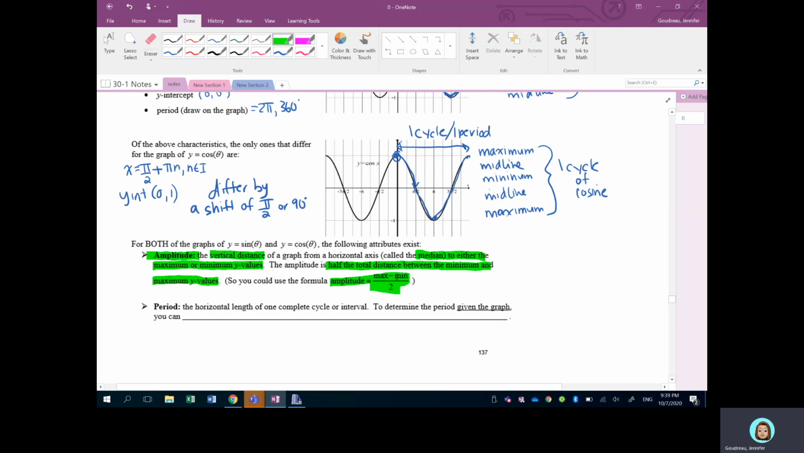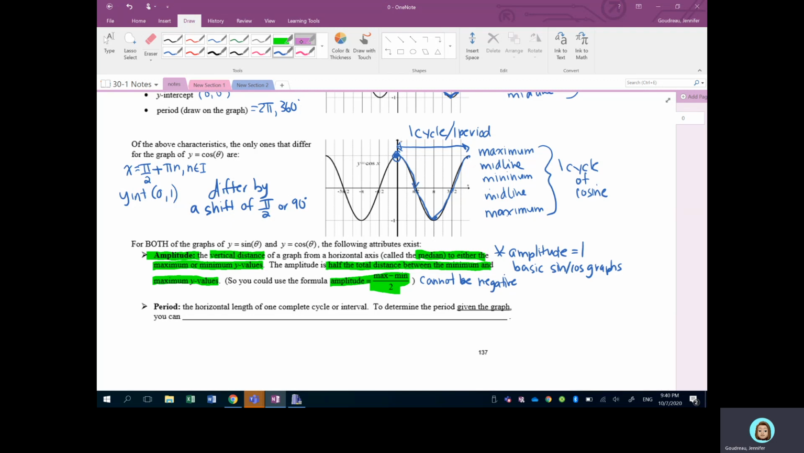We should just state off to the side here that for the basic graphs of sine and cosine, the amplitude is 1. So amplitude is equal to 1 for our basic sine and cosine graphs. That's because there is 1 unit between the midline and the maximum, and 1 unit between the midline and the minimum. We should also note that amplitude cannot be negative because it is measuring a height.